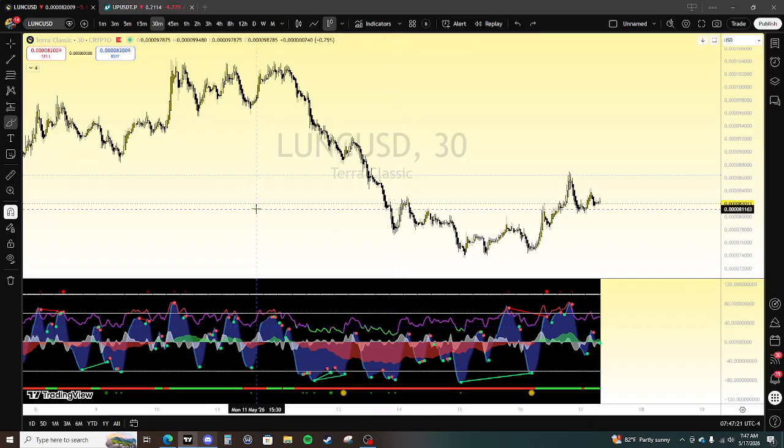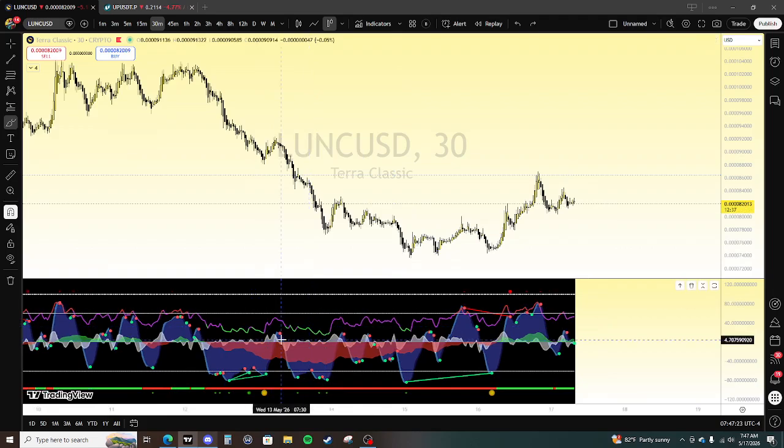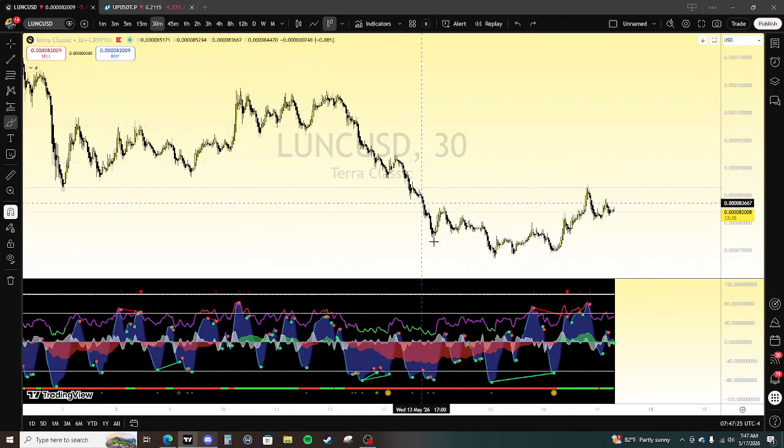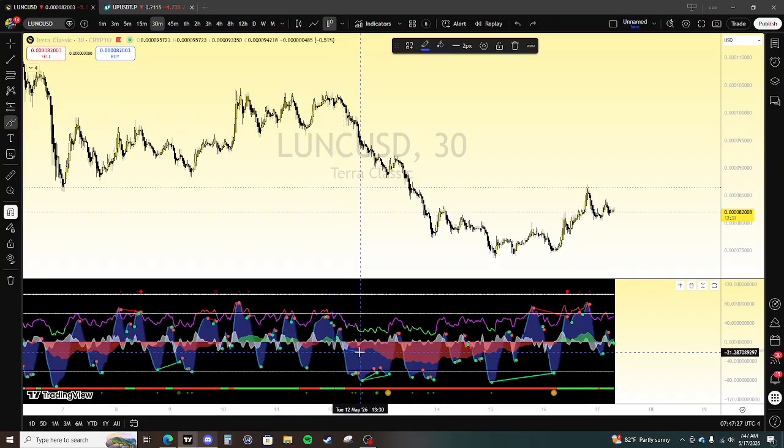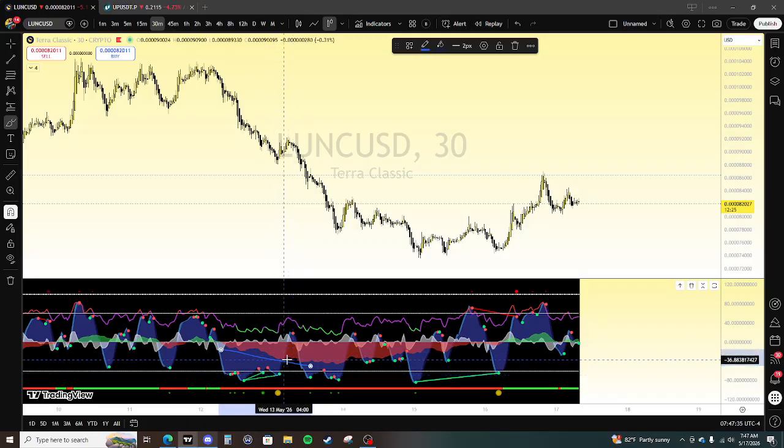Starting with Luna Classic here. Luna Classic has obviously been coming down. You see the red money flow, right? So that's showing you that money has been leaving the market. That's been coming down with price. Now what we want to watch first, not the blue wave, we want to watch the money flow wave.